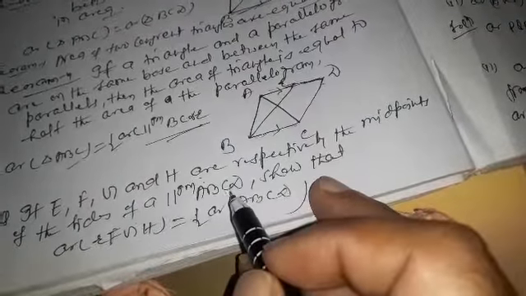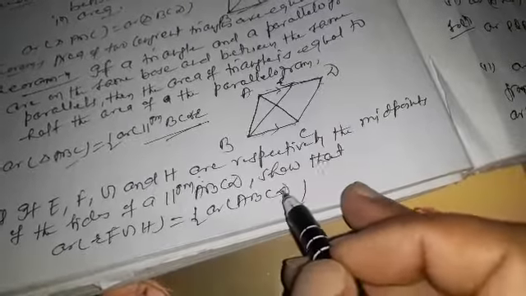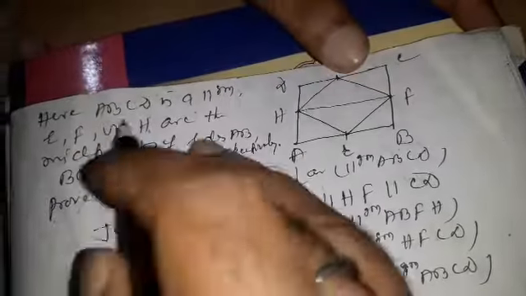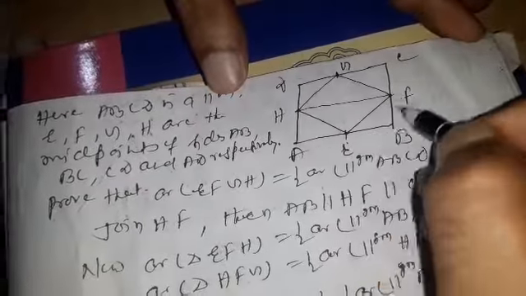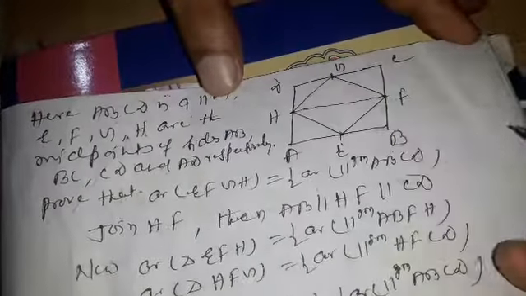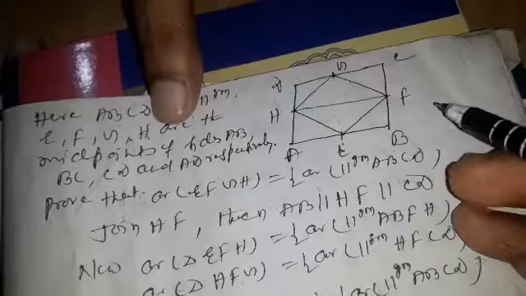Now we have a question: if E, F, G, H are respectively the midpoints of the sides of a parallelogram ABCD, show that the area of EFGH is half the area of ABCD. Here ABCD is a parallelogram. E, F, G, H are the midpoints of sides AB, BC, CD and AD respectively. Then we have to show that the area of parallelogram EFGH is half the area of parallelogram ABCD.